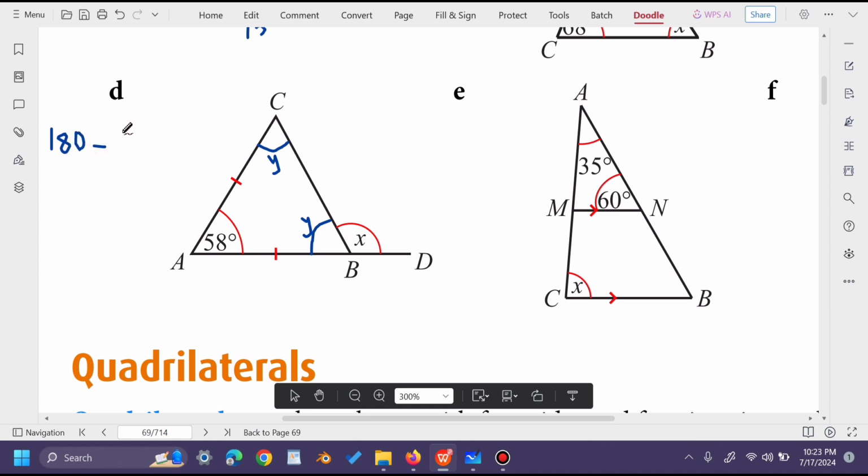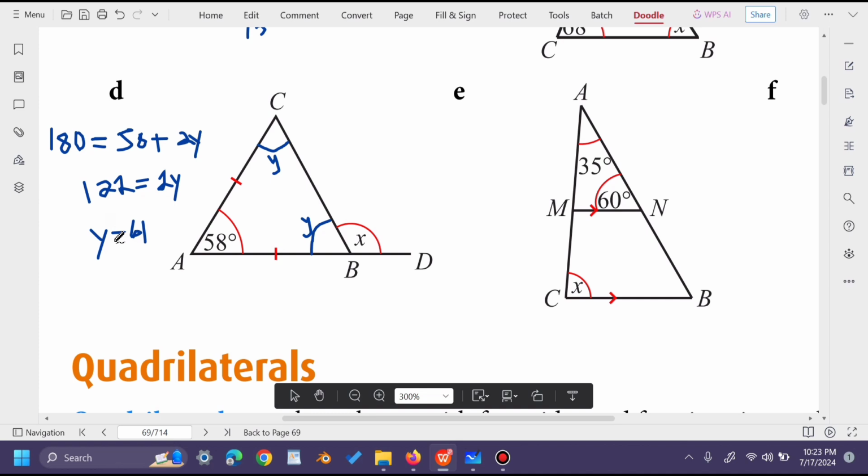So the sum of angles is equal to 58 plus 2y, right? 58 plus 2y equals 180. So 180 minus 58, it should be 122, I believe. Yes. So 122 is equal to 2y, and 122 divided by 2 is equal to 61. So y is equal to 61.